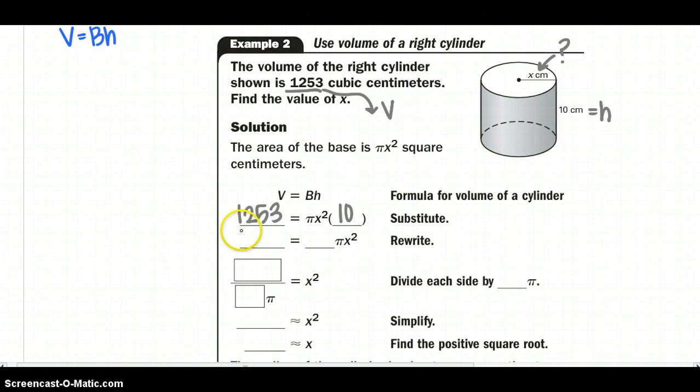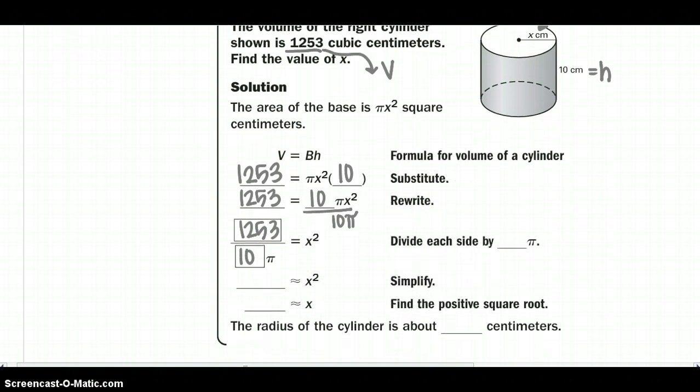They have divided, let's solve this first. So we would have 10 pi x squared. They've divided by 10 pi to cancel. So you have this over 10 pi. And then you will get approximately 39.88. Now remember, to get rid of that squared, you have to square root. So I have x is approximately 6.32, so my cylinder has a radius of approximately 6.32 centimeters.